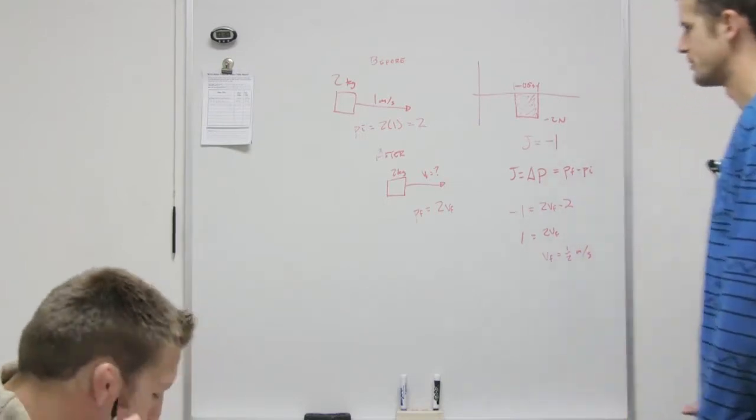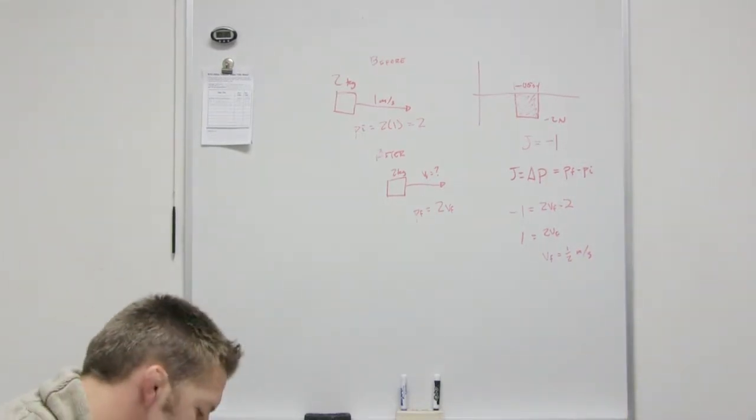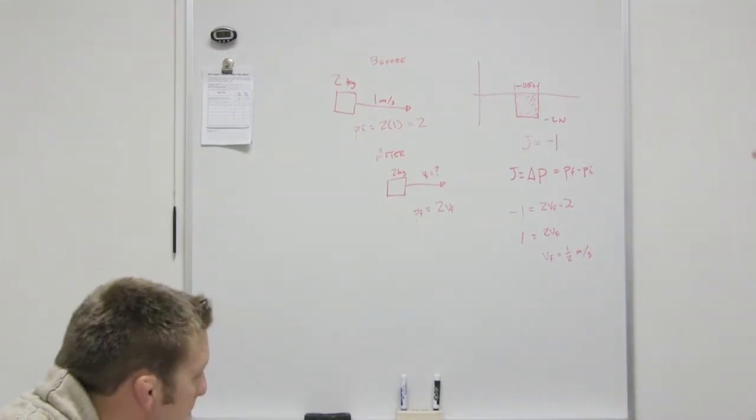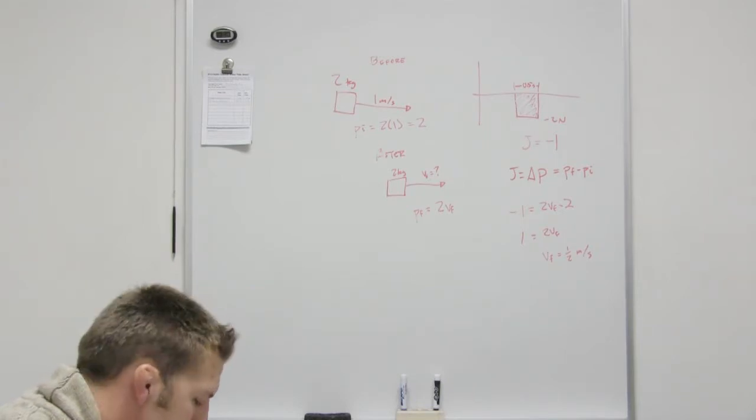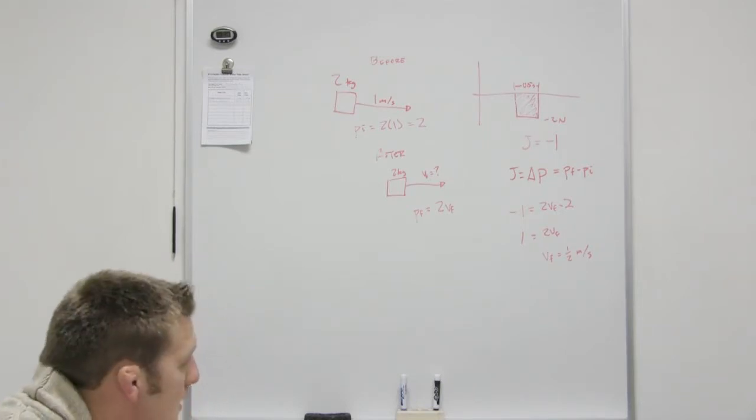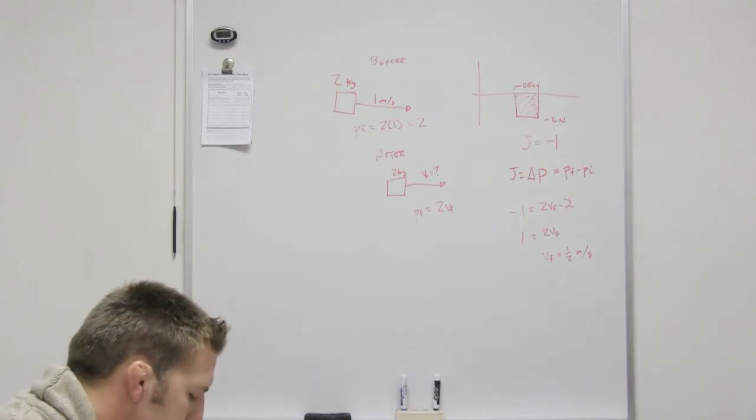Yep. So that impulse would be applied, hit the block, and it would slow it down by half a meter per second.